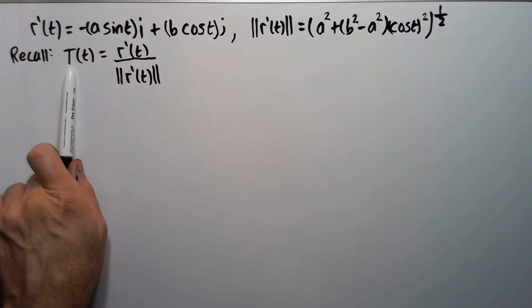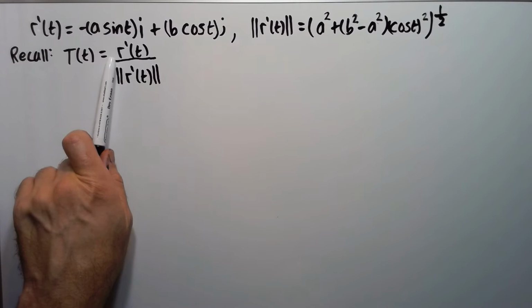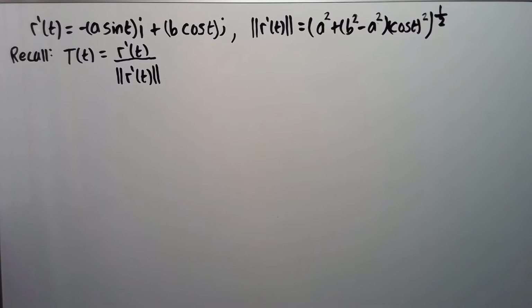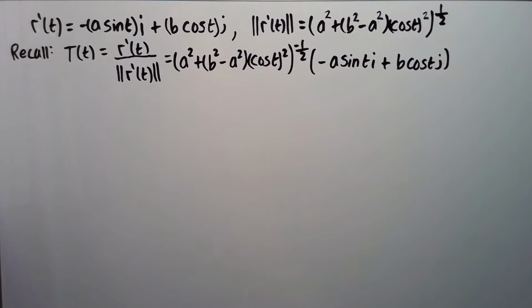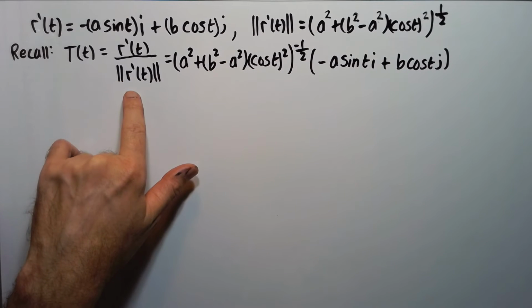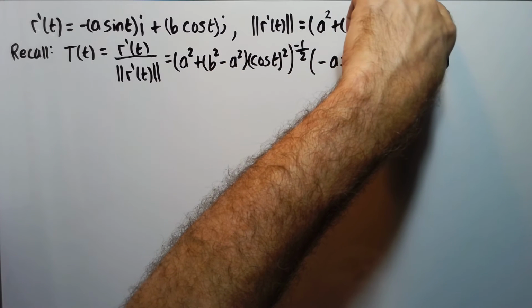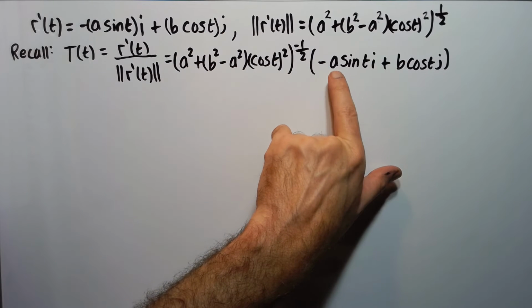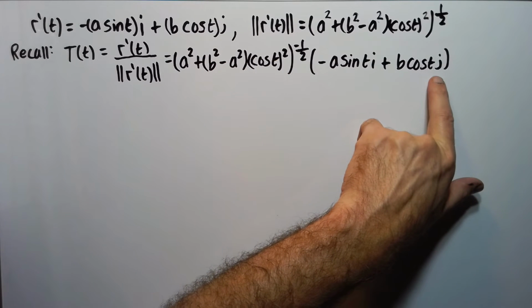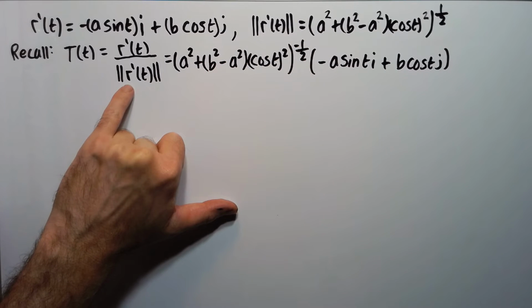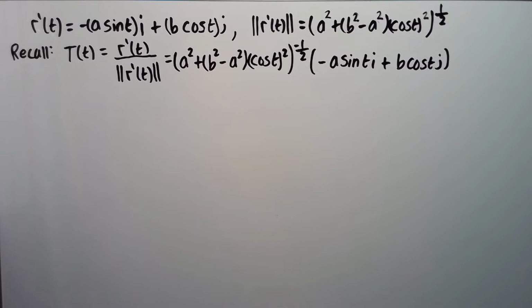Now recall that our capital T, our unit tangent vector, is defined to be r prime over magnitude of r prime. So let's plug it in over here. So plugging in, we get this. The magnitude of r prime, 1 over it, would be this guy with a minus exponent. Okay, this 1 over. And then times our r prime here, so it'll be minus a sine t i plus b cosine t j. Okay, so again I have the negative exponent because it's 1 over the magnitude. Okay, let's keep going.